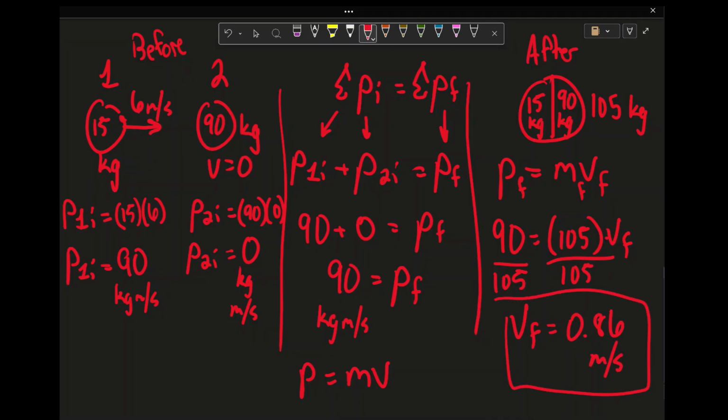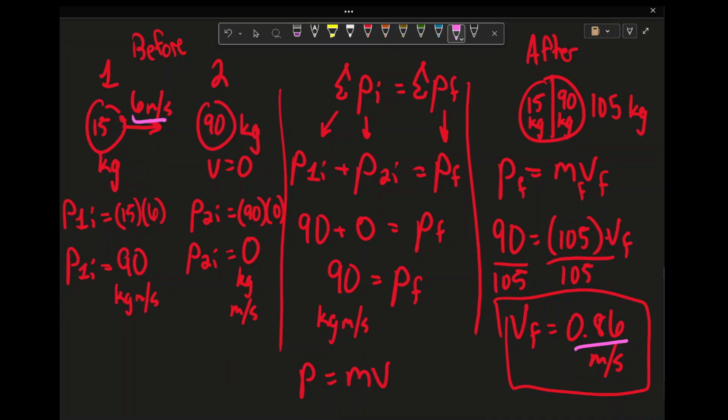And we should do a quick sanity check. Does this make sense? If we have a stationary person catching a moving object, and then the stationary person has a much higher mass, once they combine, they should be moving slower than the initial velocity of the ball, which was 6 meters per second. That is indeed a lower number.